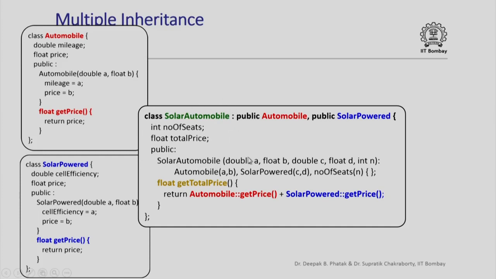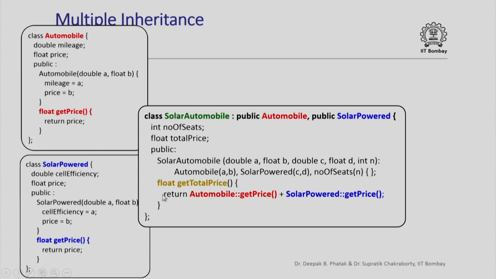So here is a constructor for this class which takes a lot of arguments, here 5 different arguments, and this constructor is specifying that it should invoke the constructor for the class automobile with the arguments a and b. It should invoke the constructor for the class solar powered with the arguments c and d. So this constructor will be invoked, this constructor will be invoked, and it should also do an initialization. So this is an initialization list, so it should also initialize the data member number of seats with the value of the argument n.